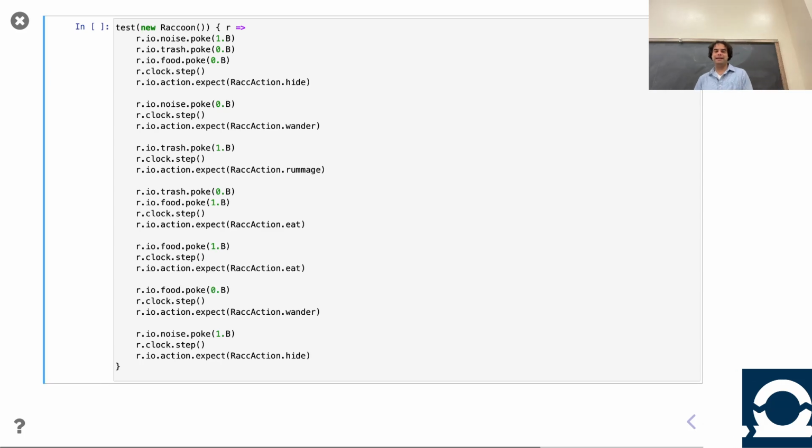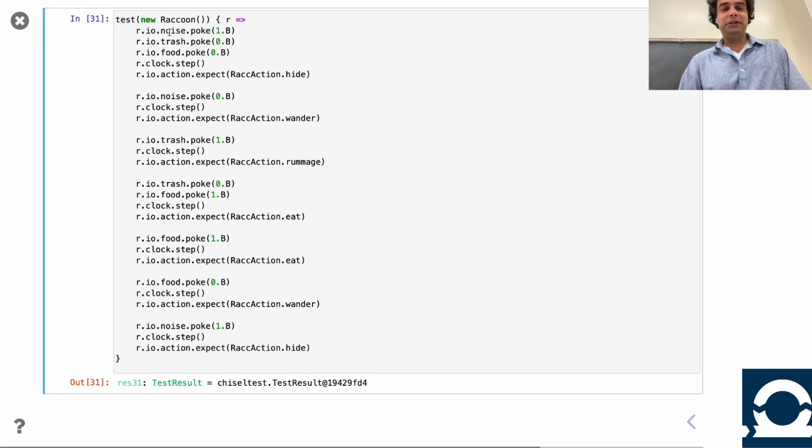I took the time to handwrite a test case, and it doesn't quite traverse every arrow, but it traverses a lot of them, so we can trace through it. If I originally have noise and I'm in hide, I expect that after a clocked step goes by, it better be hiding. The raccoon should be hiding. Then I remove the noise, advance time. Now it moves on to wander. Then I set trash to true, advance time, and it goes into rummage. Then I turn trash off, turn food on, advance time, and it goes to eating.